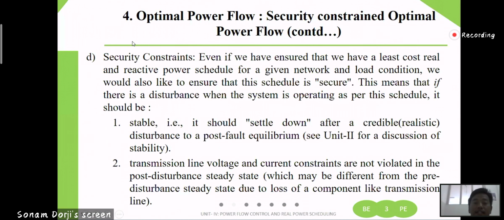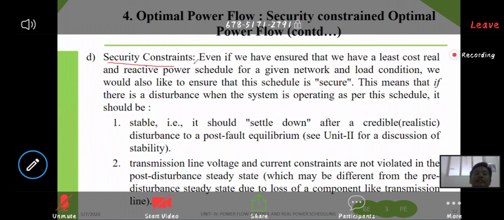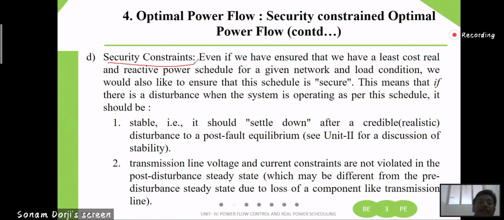Another additional item is the security constraint. When you say security constraint, don't confuse it with other kinds of security. Here, security means stability. Your power system should be stable and have good power quality. This has to be there, but earlier we have not discussed security.